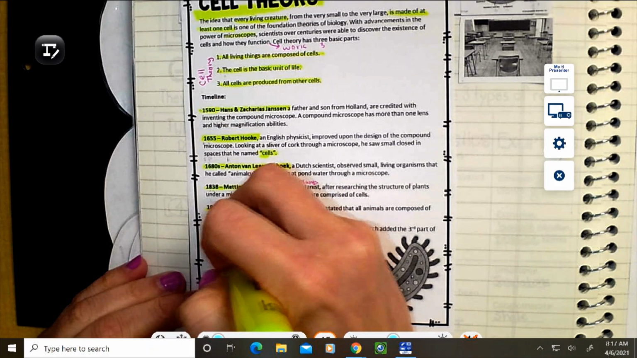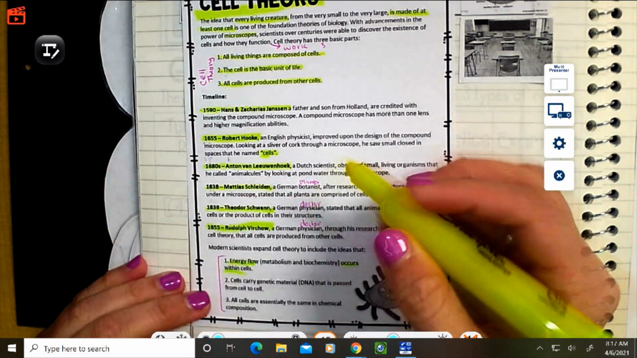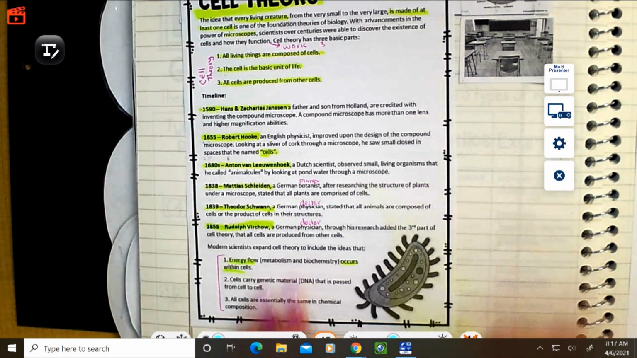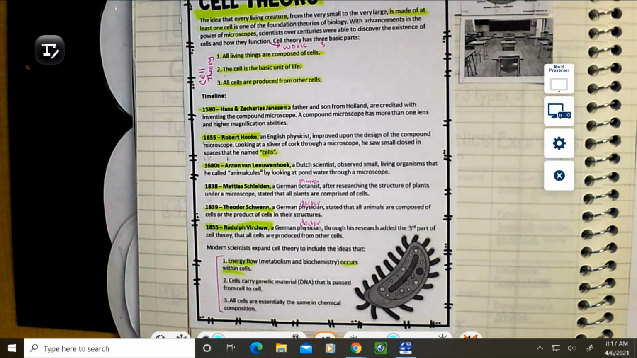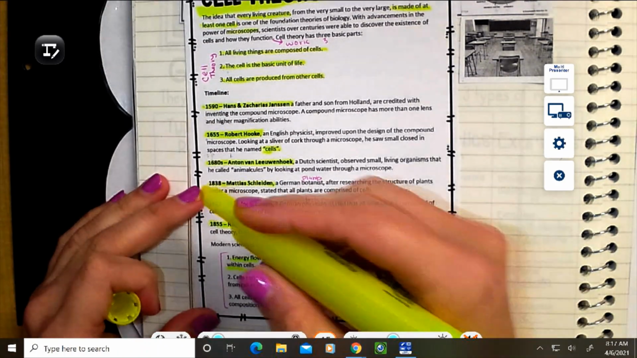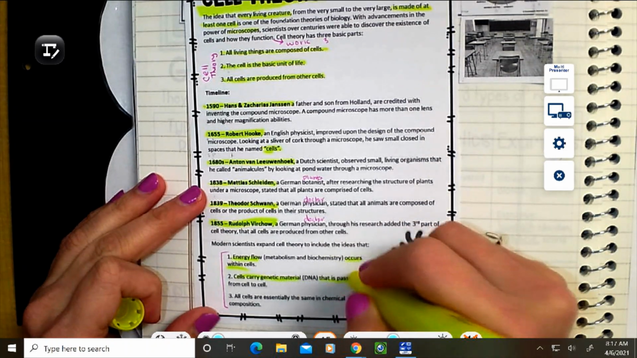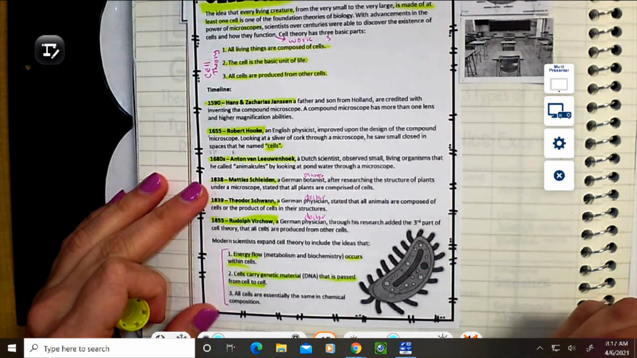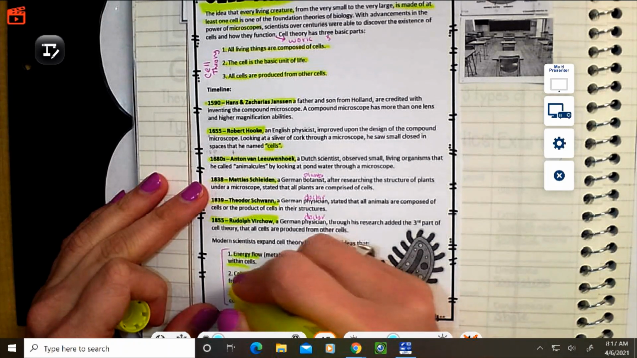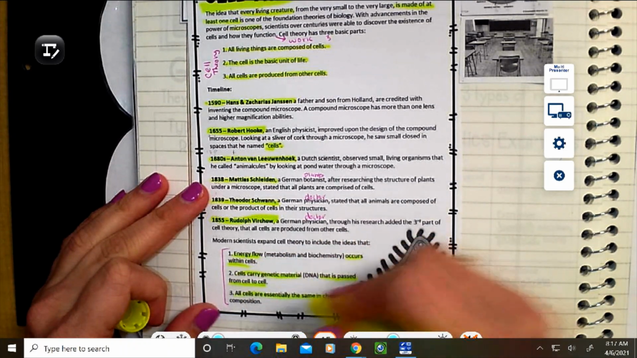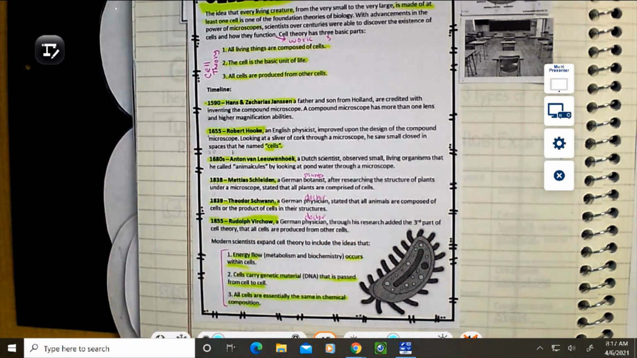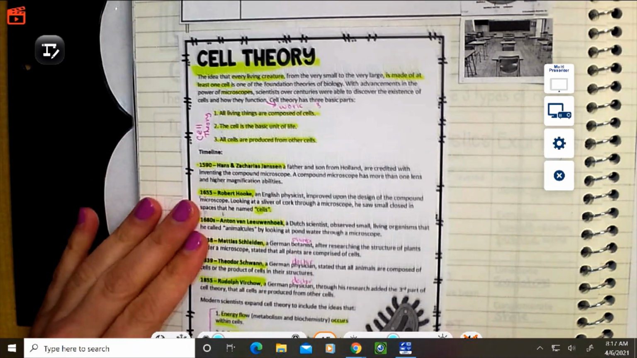Energy flow occurs within cells, and they call that metabolism. So that's like the energy gets transferred from one cell to another. Cells carry genetic material or DNA that is passed from cell to cell. And number 3, all cells are essentially the same in chemical composition. So what they're made of is the same, like chemicals, the same elements. Remember we talked about the periodic table? But they're just organized differently.